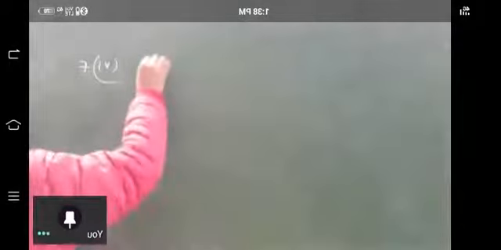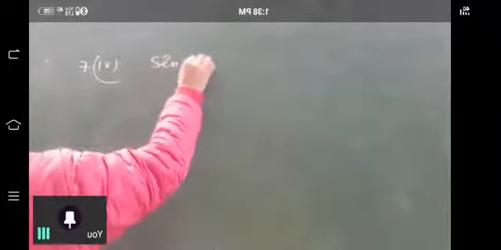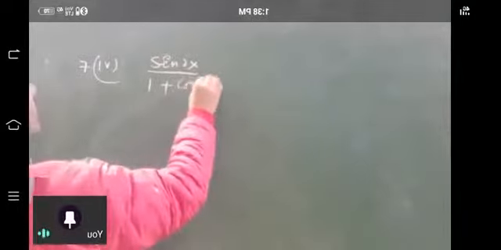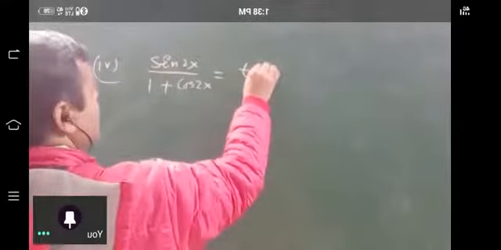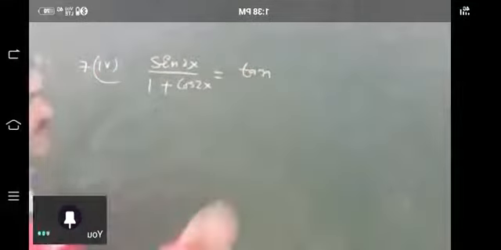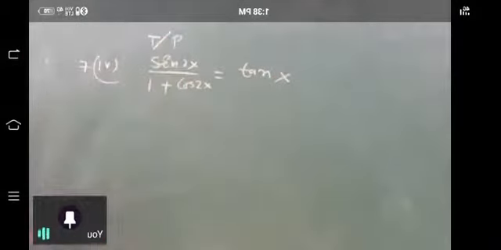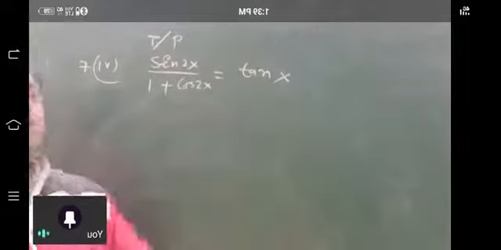It is given here question number 7, fourth part: sin 2x upon 1 plus cos 2x equals tan x. You have to prove that sin 2x upon 1 plus cos 2x equals tan x.